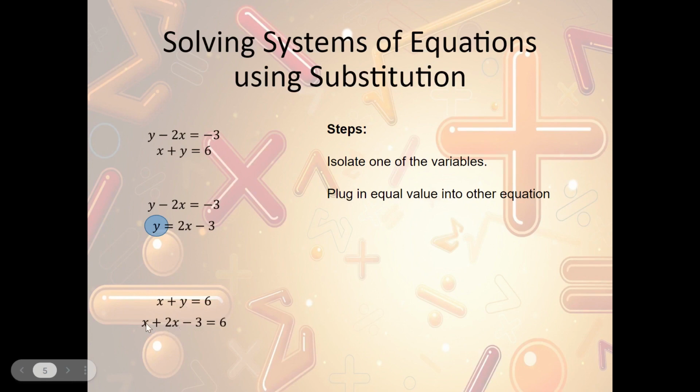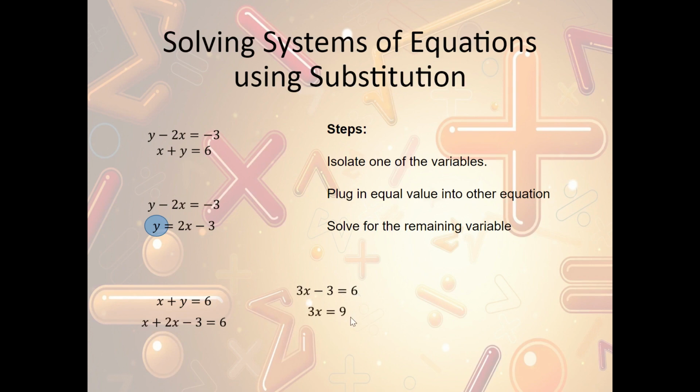Now I can go ahead and solve. I'm going to combine like terms. So x plus 2x is 3x. So I get 3x minus 3 is equal to 6. I'm going to add 3 to both sides to get rid of this. So I get 3x is equal to 6 plus 3 is 9. Now I'm going to divide both sides by 3 to get rid of this 3. And I get 9 divided by 3 is 3. So x equals 3.